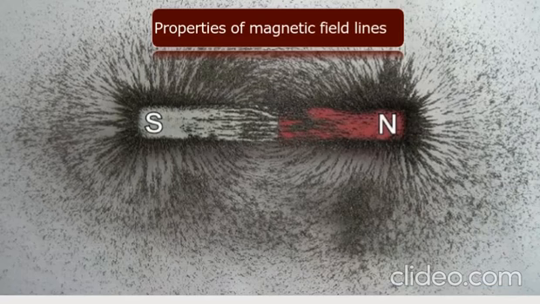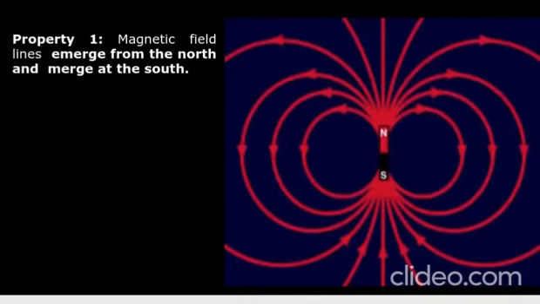So what are the properties of these field lines? Magnetic field lines, what are their properties? Property number one: magnetic field lines emerge from the north and merge at the south. Remember, from north to south. Correct? Means they start from the north. From here, from the north, these magnetic fields will start and they will flow towards the south. The magnetic fields from everywhere, they will start from the north pole, north side, but they will come and merge at the south.